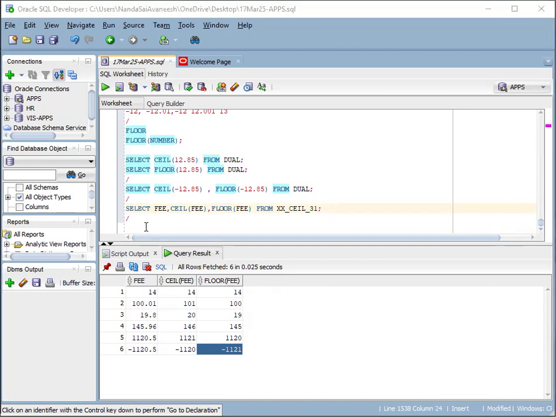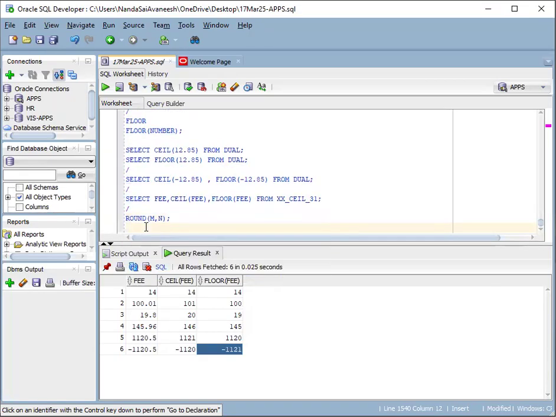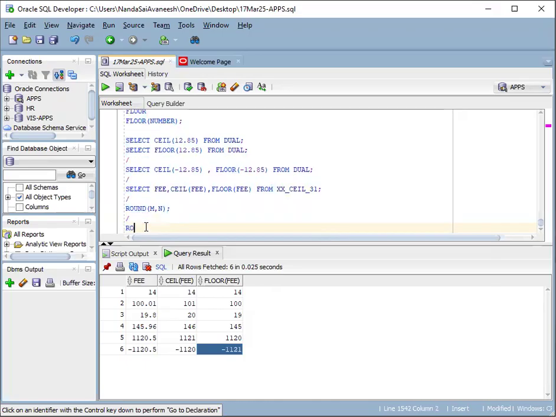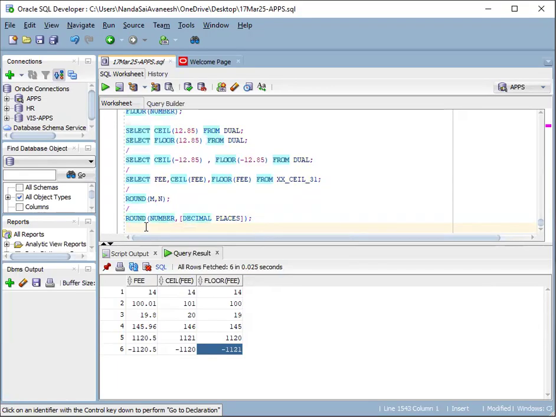Next we have the round function: round of m comma n. What will it do? It rounds the value up to the given number of positions. It rounds the value to the specified decimals. The syntax is round of number comma decimal points, and the decimal points are optional here.